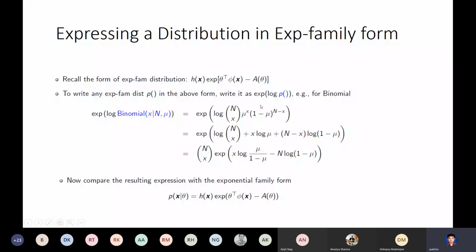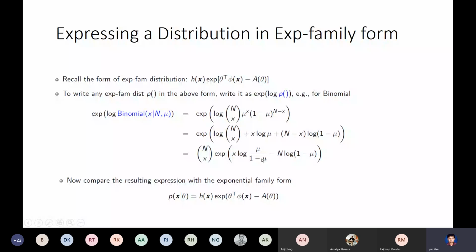All right. So how do we express it in this exponential canonical form? You take e to the power of log of the binomial expression instead of just writing the binomial expression. Just do the algebra, expand the log term, and the log of n choose x comes out: n choose x, e to the power of x log(mu/(1 minus mu)) minus n log(1 minus mu).